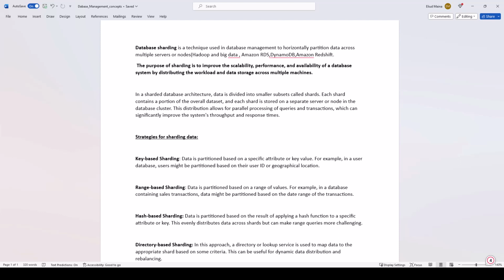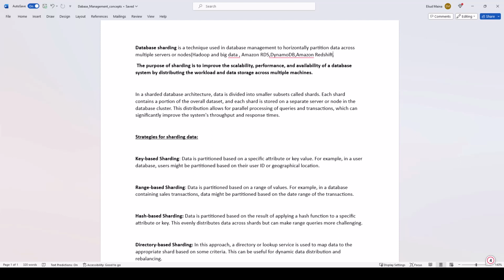So sharding in HDFS, the Hadoop Distributed File System: HDFS stores large files by breaking them into small blocks, typically 128 MB or 256 MB each, and distributing these blocks across multiple nodes in Hadoop clusters. This is essentially sharding, where data is partitioned across different nodes based on block boundaries. So you do have also the MapReduce ecosystem, the Hadoop ecosystem.